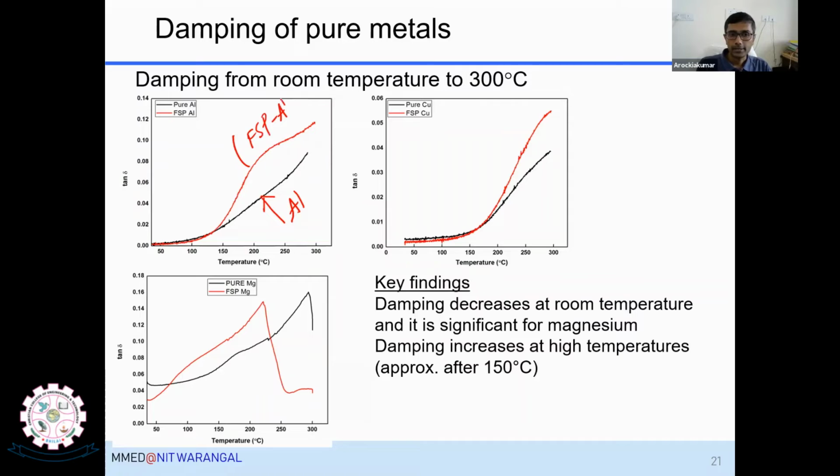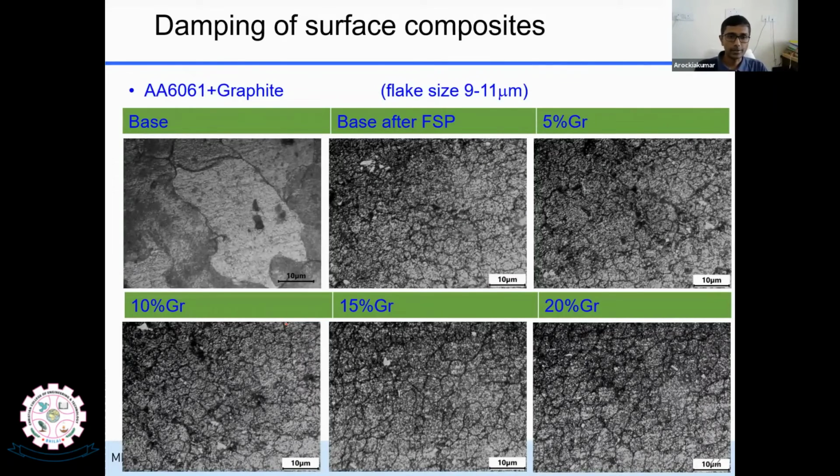By just looking at the plot, you will be able to conclude that this red color curve is always after FSP. So the damping of a material, particularly at high temperatures, is better for FSP materials rather than unprocessed material. So that is about pure material research.